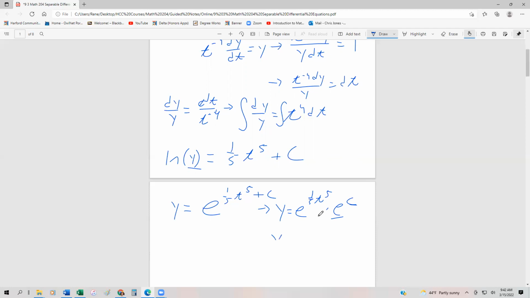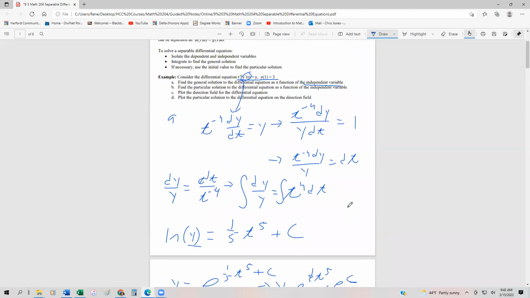So we can finally write this as y equals ke to the 1/5 t to the fifth, where k is the same as e to the c. All right, so that's probably going to be the most simplistic general solution that we can get. Okay, so this is for part A.